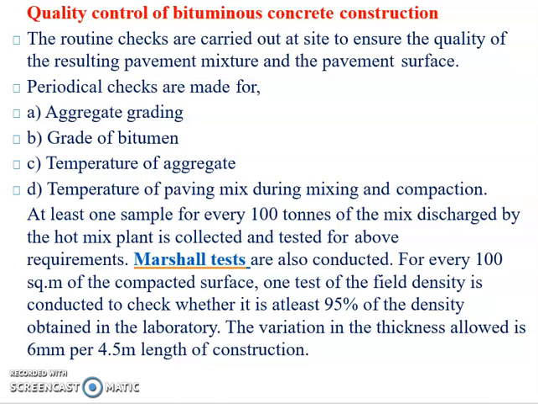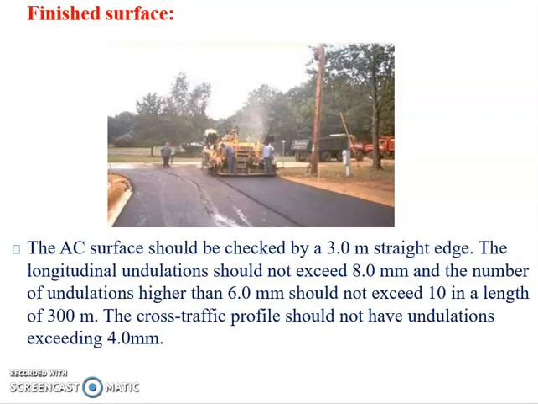A nozzle test is also conducted for every 100 square meter of compacted surface. One test for field density is conducted to check whether it is at least 95% of the density obtained in the laboratory. The variation in the thickness allowed is 6 mm per 4.5 meter length of construction.